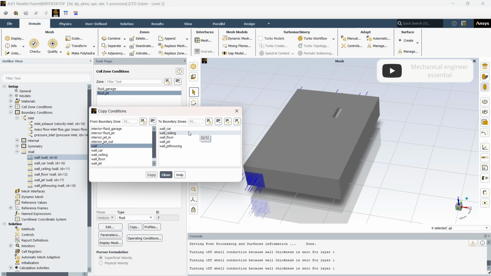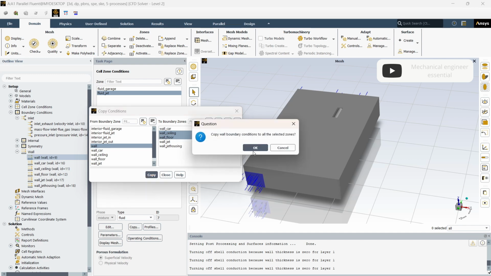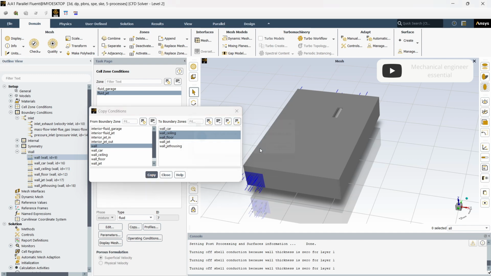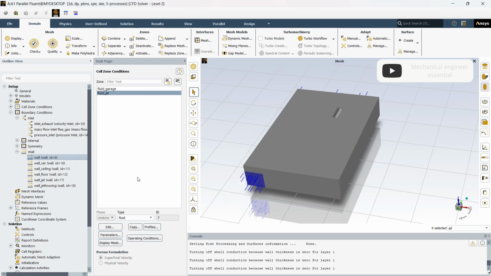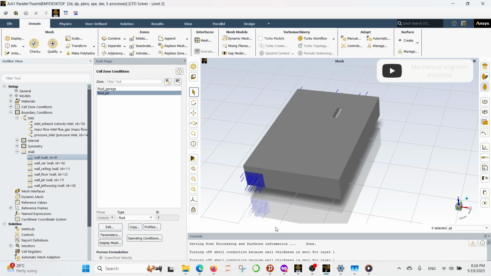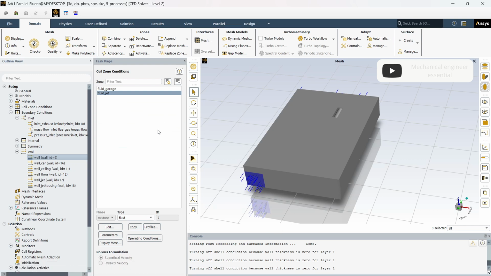Then, under the To Boundary Zones list, we select Wall_Ceiling and Wall_Floor, which are the other surfaces that share similar thermal and radiation conditions. After selecting the zones, we click Copy, and when the confirmation dialog appears, we click OK to proceed. This action duplicates all the thermal and material properties, including temperature, material type, concrete, emissivity, wall thickness, and shell conduction settings, from the original wall to both the ceiling and floor zones.